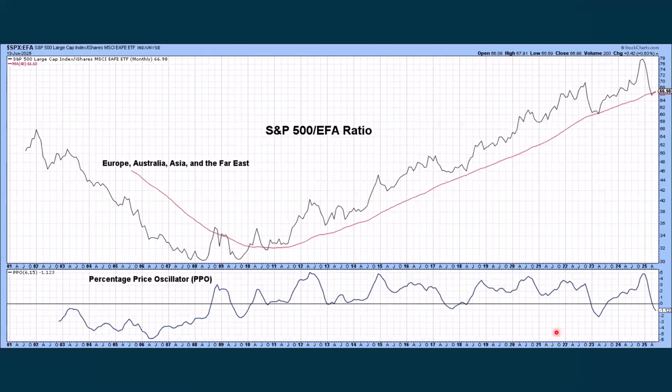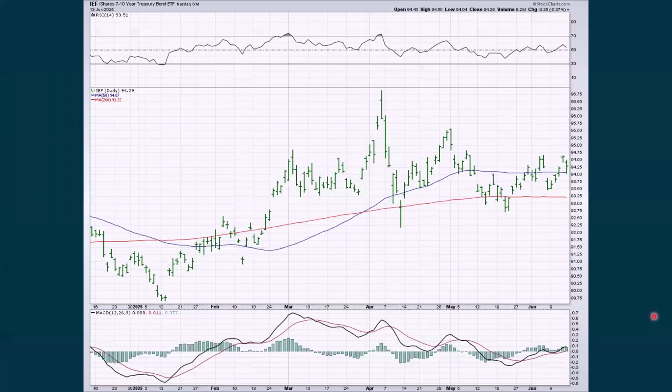Then this is another study between US and global stocks. We came all the way down to the moving average. We're a little bit below it right now. And that just shows how global stocks have been outperforming US stocks. We also look at the PPO, which is a momentum oscillator. It continues to decline and is below zero, just confirming what we've been seeing with other charts that global stocks are outperforming.